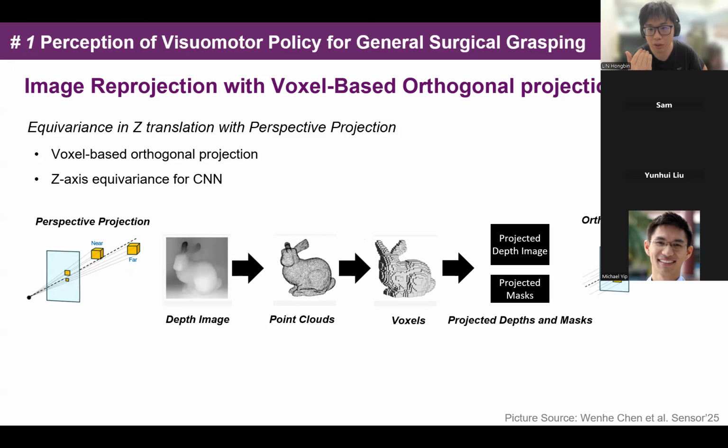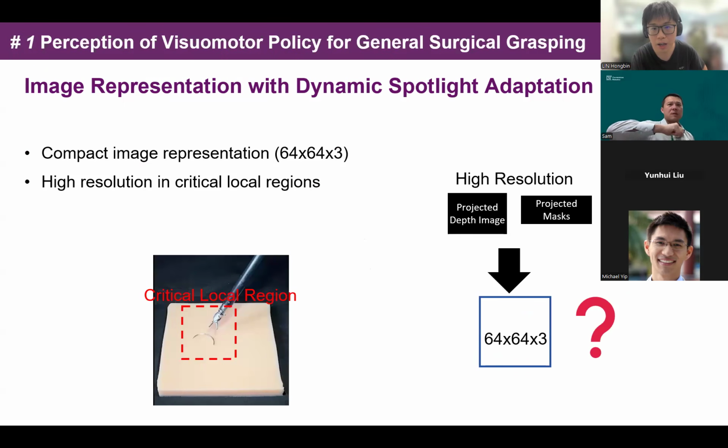First, we infer the point cloud from the depth image based on the camera parameters. Then we voxelize the point cloud. Finally, we orthogonally project the voxels to get the depth image, where the projected beams are parallel. After that, we use the projected image.